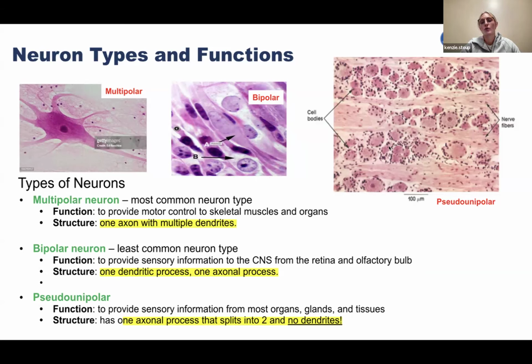And then here's our pseudo-unipolar. You can see this is a good example. This is a cell body here with the nucleus in the middle and then some other cells surrounding it. One thing with the pseudo-unipolar is that it can be hard to see the axons branching off just because of the way the stain is cut. Sometimes axons don't stain as well, and so it can be difficult to see a full axon. But these are some nerve fibers here running more longitudinally too.